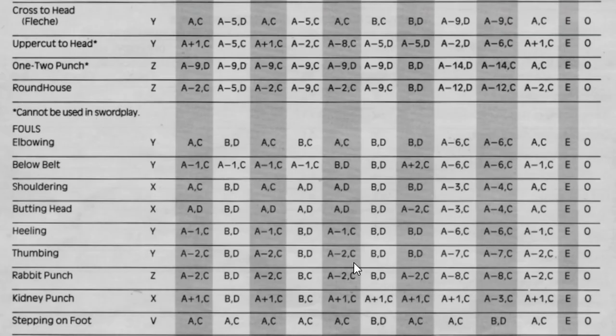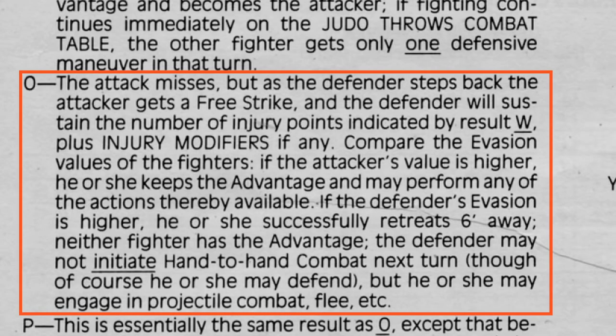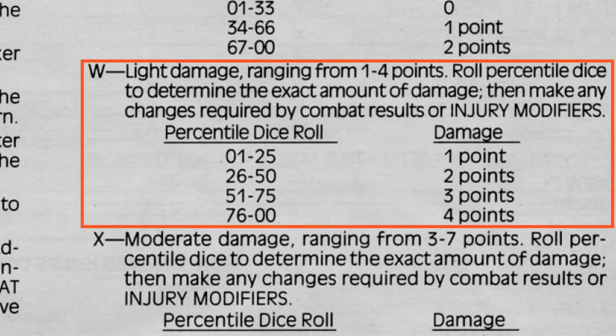Okay, so let's see what we have here. We have a kidney punch, B and C, which means misses, but she still gains the attack, or O. Now, O is a little bit different. So if you look over here at O, if he decides that he wants to retreat, that means the attack is going to miss, but as the defender steps back, the attacker is going to get a free strike, and the defender is going to sustain the number of injury points indicated by the result plus result W, and W is a damage table, which is right here, plus any injury modifiers, which there would be.